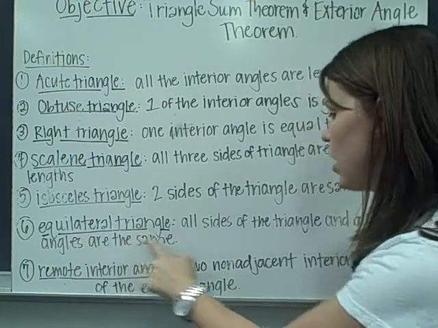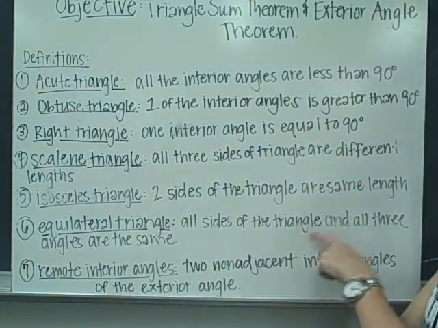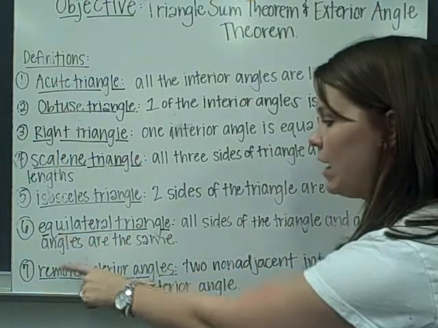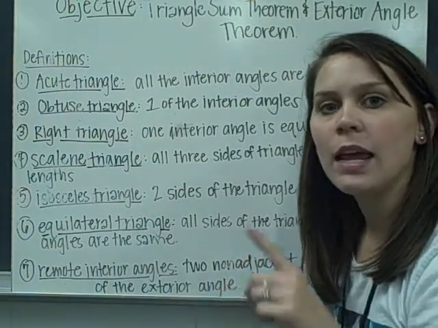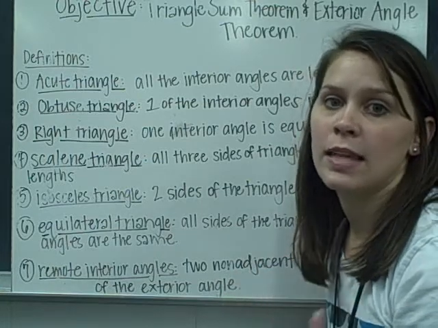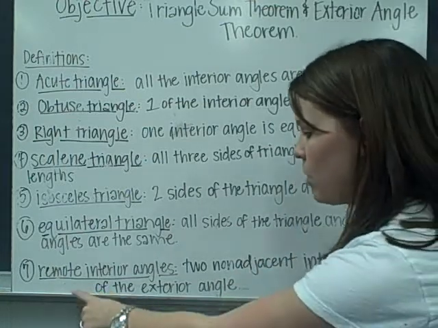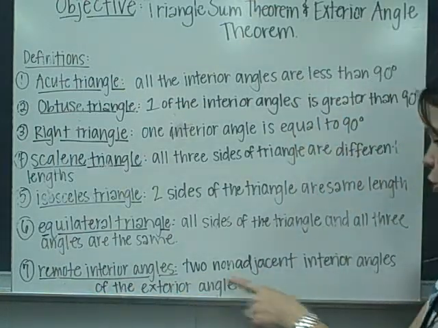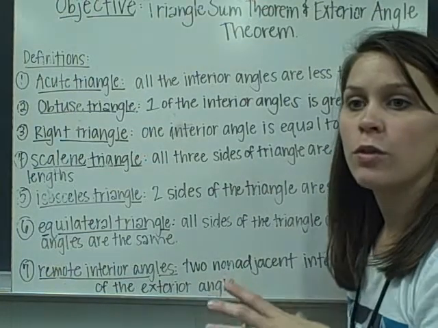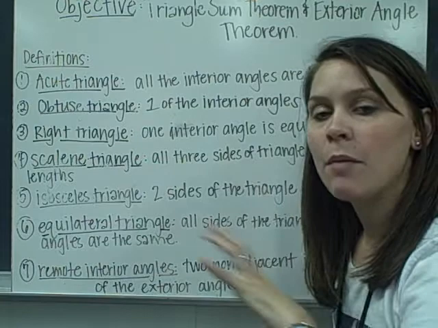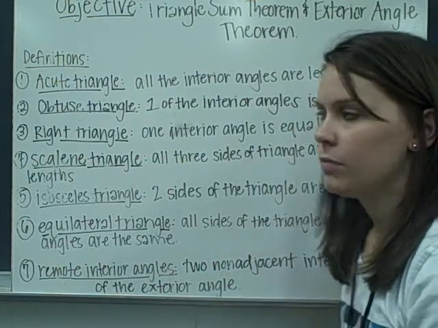An equilateral triangle is when all the sides of the triangle and all the angles are the same. So because all the sides are the same length, it makes the angle measurements the same as well. And the remote interior angles are the two non-adjacent interior angles of the exterior angle. So they're not beside the exterior angle.